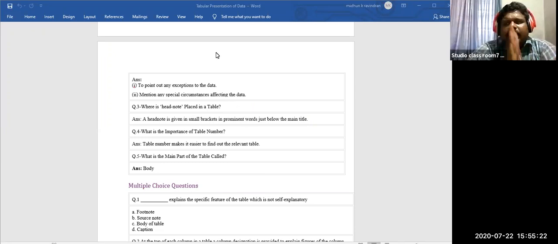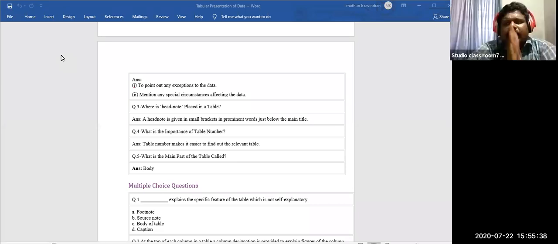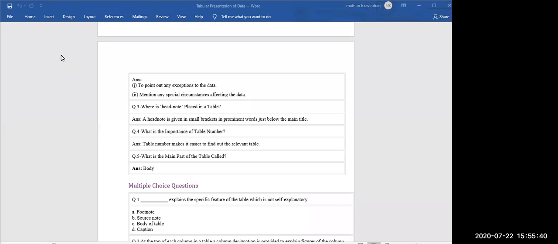We can find where the table exists, in which page number. If you don't know the page number, we are able to find the table because the table number is there. In the textbook itself, if the table number is 4.5, it means the fifth table of chapter 4. Easy to understand. The table number makes it easy to find the relevant table.